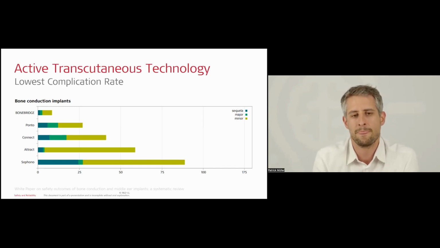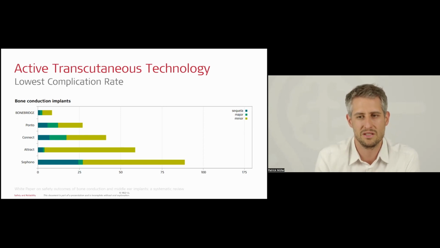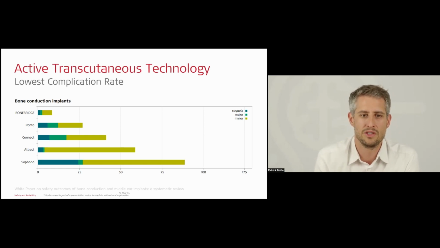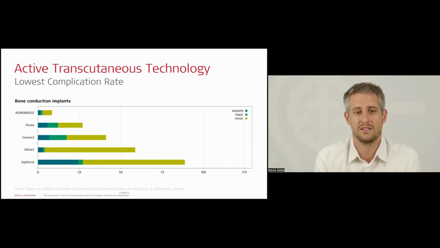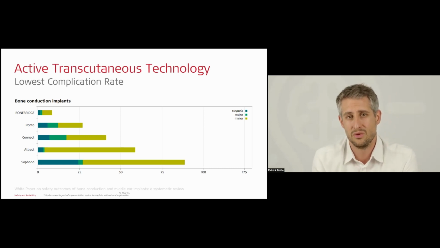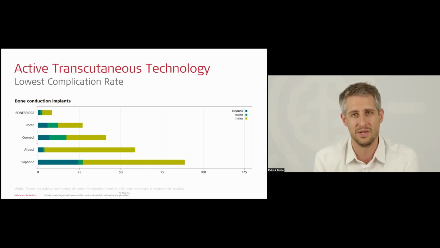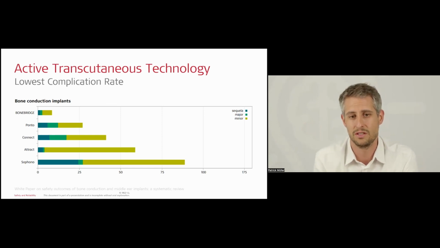You can see it on top, and we can see in those different shades of green the complications: minor complications, major complications, and sequelae of those complications. And we can see that the Bonebridge is much better than percutaneous devices like the Ponto or the Baha Connect, for example. And astonishingly, the transcutaneous passive devices like the Attract or the Sophono are even worse. They require a lot of skin pressure in order to deliver the vibrations to the bone, and this is the reason why a lot of skin irritations happen in those patients. And of course, for the percutaneous devices, there's a lot of wound problems around the abutment which cause complications.